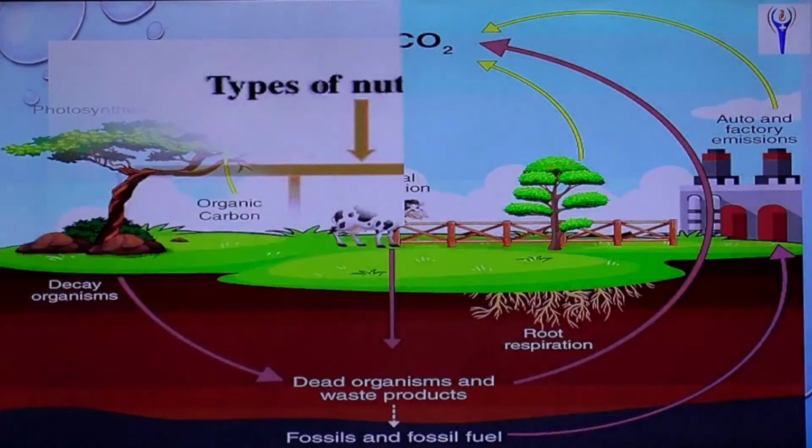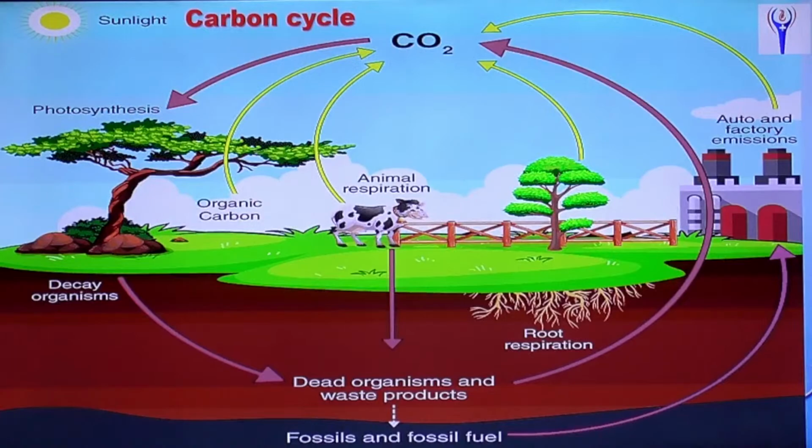We'll see about the carbon cycle now. The cycling of carbon between abiotic and biotic systems is called carbon cycling. The main source of carbon is carbon dioxide, which is present in the air and water. Organisms have 49% carbon in dry weight, and globally 71% of carbon is dissolved in the oceans. And fossil fuel is represented as a reservoir for carbon. Reservoir means like a storage house.